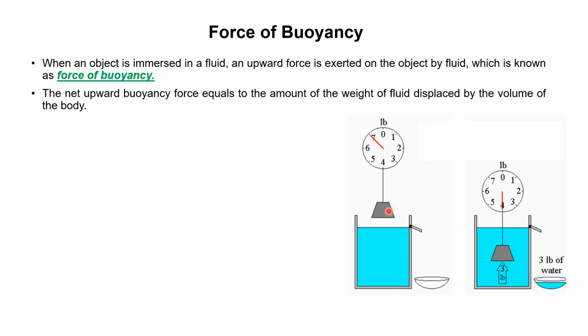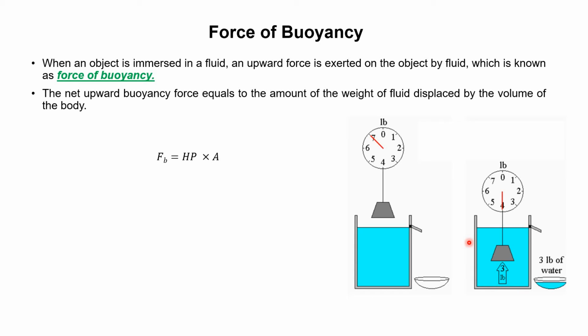It means that when we immerse this iron block inside the water, the upward force will be equal to the weight of the water which is being displaced by this iron block. In this case, this amount of water came out and the weight of this water is 3 pounds. So a force equal to 3 pounds will be exerted. Initially the weight of the block was 7 pounds; when it was immersed, the weight was reduced by 3 pounds, which is the weight of water equal to the volume of this iron block.